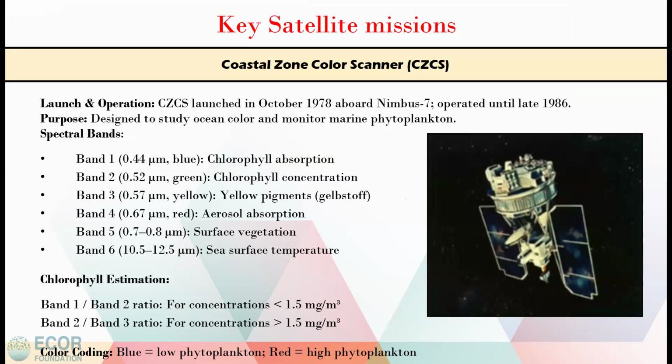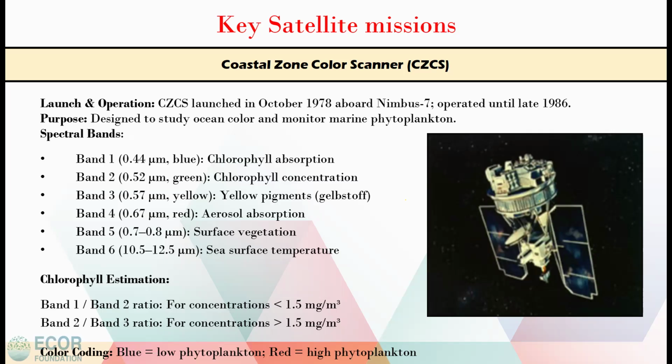So here it is, the key satellite missions. We will quickly go through these satellite missions, where we will be seeing key satellite missions that were launched from long before and till now. So first one is Coastal Zone Color Scanner. That was launched in October 1978 by Nimbus 7.